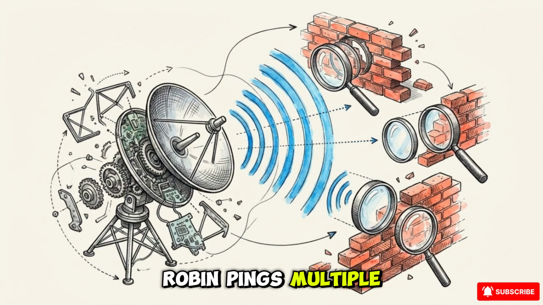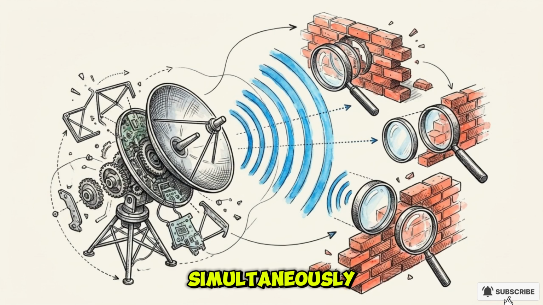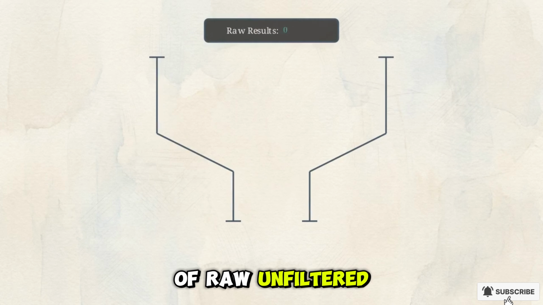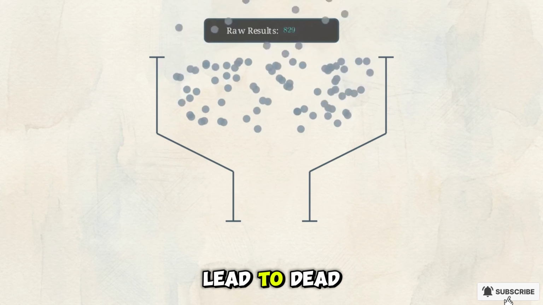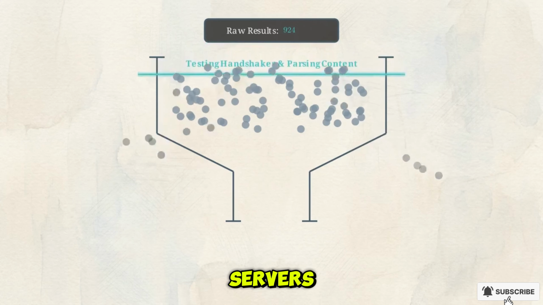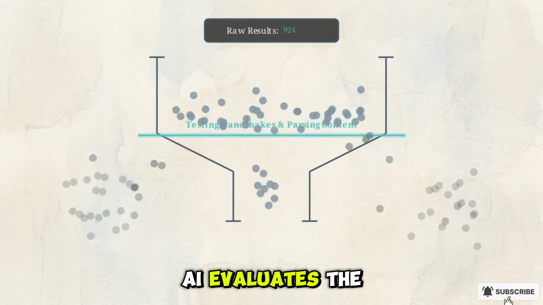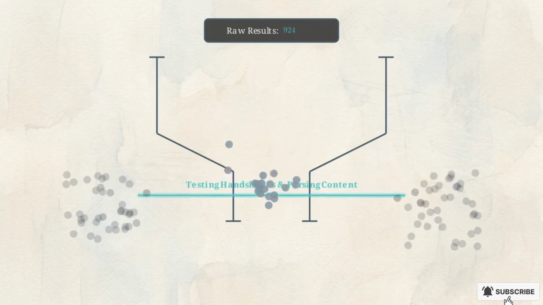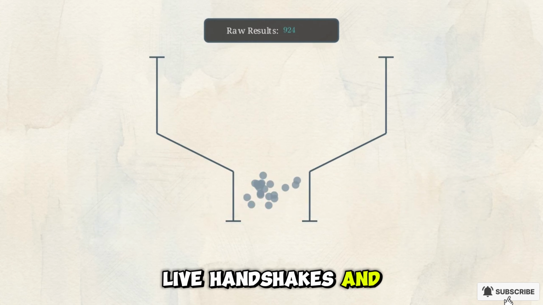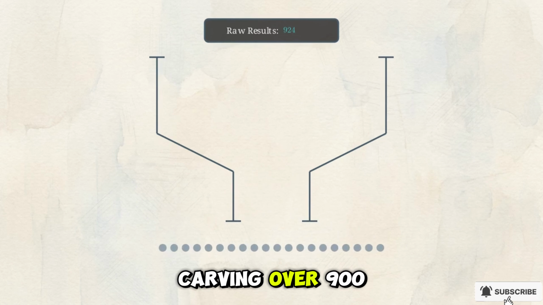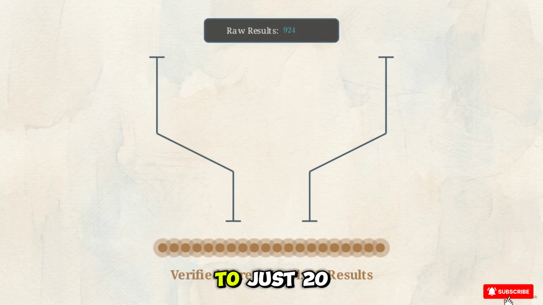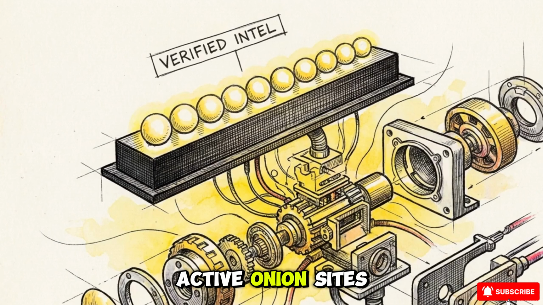Robin pings multiple hidden search engines simultaneously, pulling back hundreds of raw, unfiltered results, many of which lead to dead circuits or intermittent servers. From there, the AI evaluates the content of every result. It tests for live handshakes and parses text data, carving over 900 initial hits down to just 20 verified active Onion sites that contain actual intelligence.